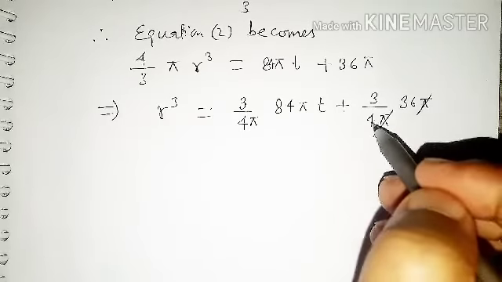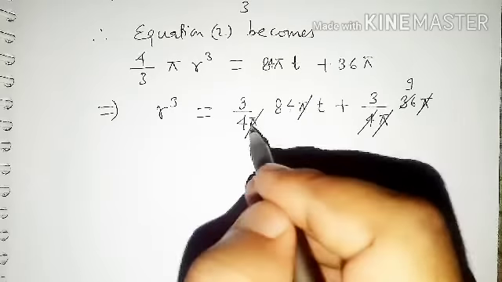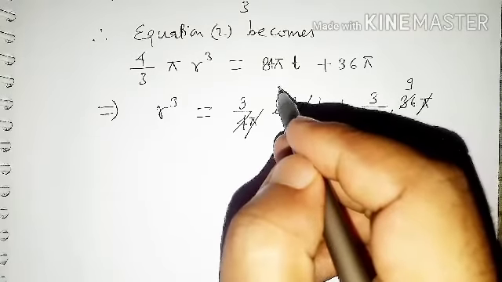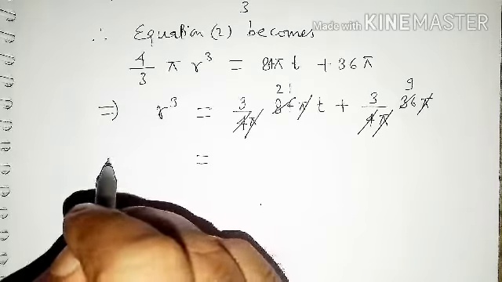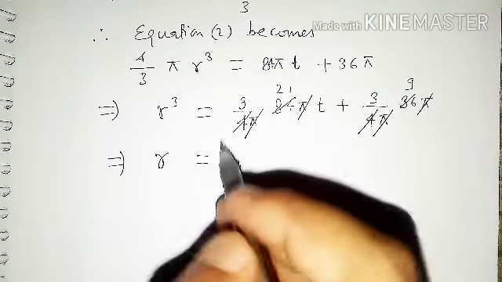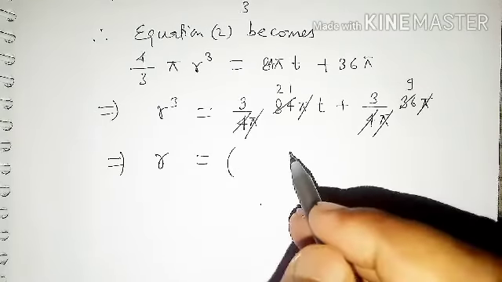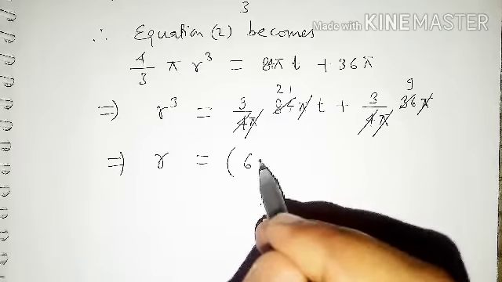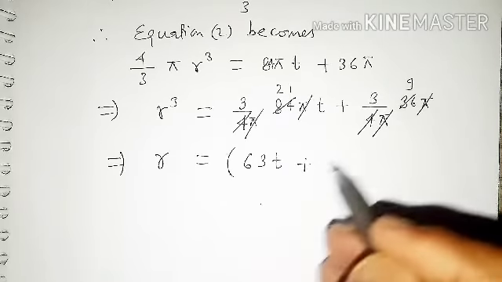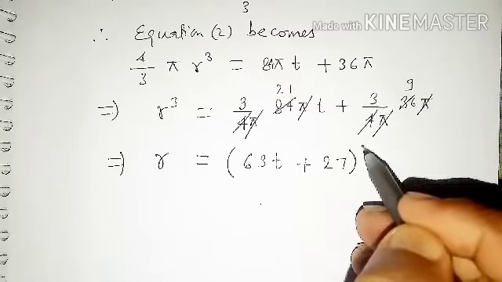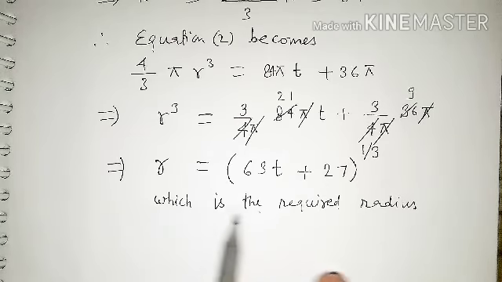Pi is cancelled. 4 9s are 36, pi is cancelled. So we have r is equal to, here the power 3 goes to that side and becomes 1 by 3, (63 t plus 27) to the power 1 by 3, which is the required radius.